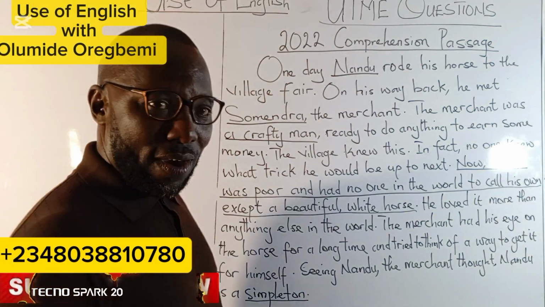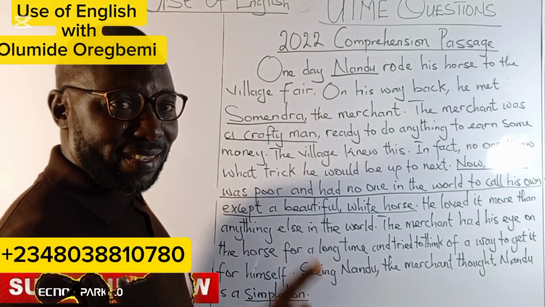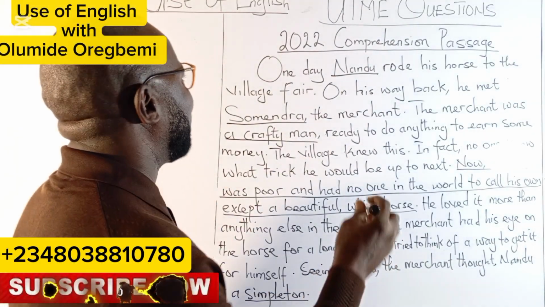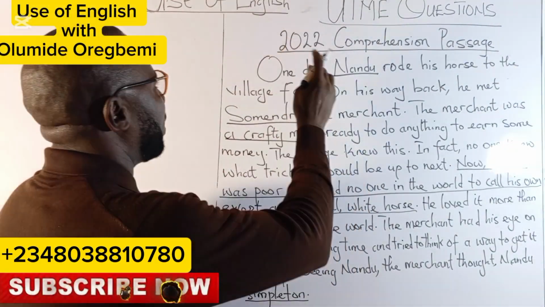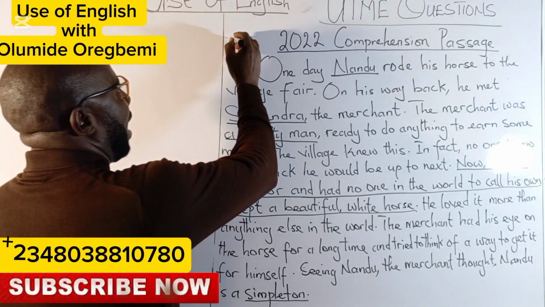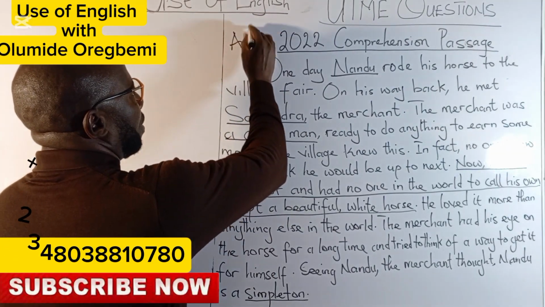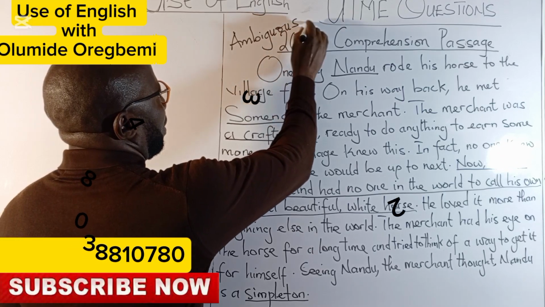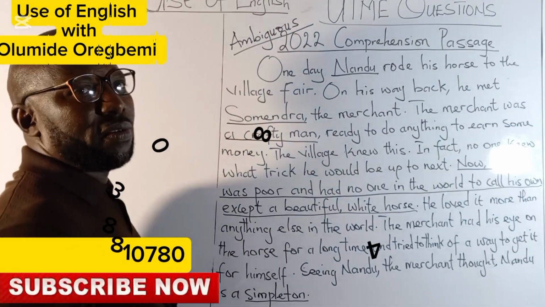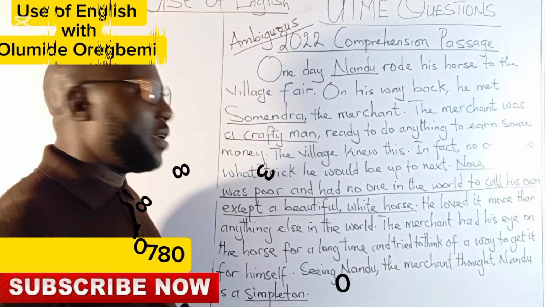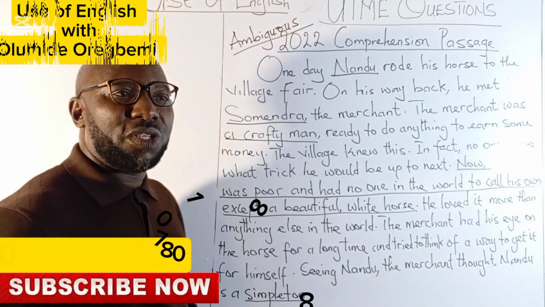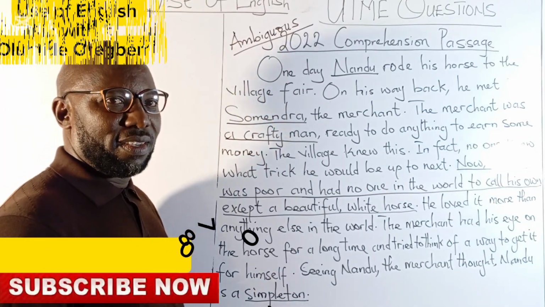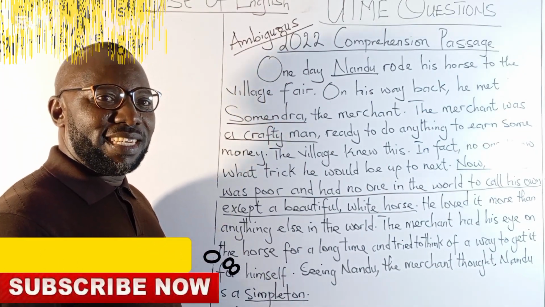So the homework I'm going to give you right now is a vocabulary. So I'll write it somewhere. So today's vocabulary will be ambiguous. I want you to search for the meaning of ambiguous, and in the comment section, tell me what you think ambiguous is.